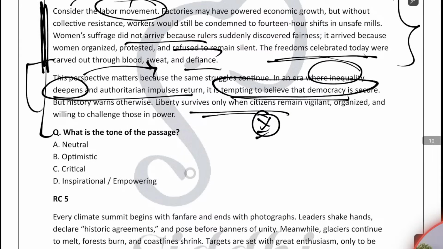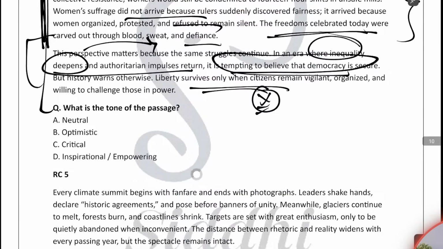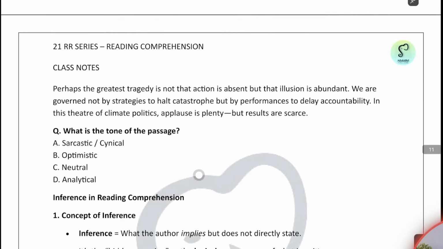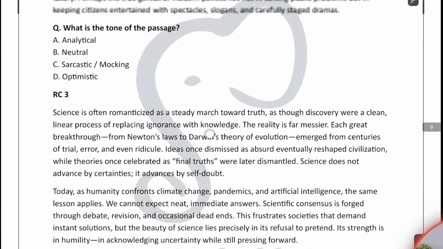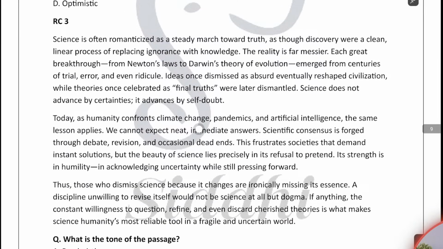So the answer is critical. It is not an inspirational tone. Shall we do one more question? We will do one more question and then we will proceed towards the rest of the part. Yeah. Let's do question number 3. Please do question number 3.